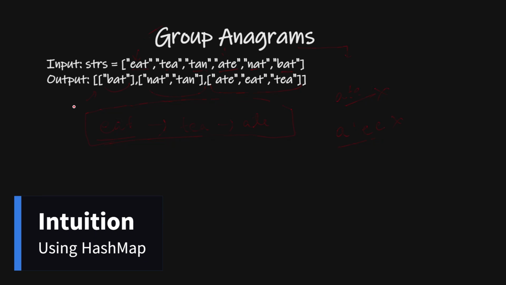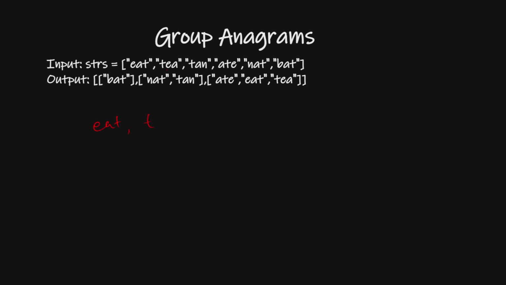The intuition is this. Let's say I have these three anagrams: EAT, TEA, and ATE. What if I sort all of them? It will become AET, AET, and AET. So I got one thing. To group all these anagrams, I will sort the strings and use the sorted string as a key.